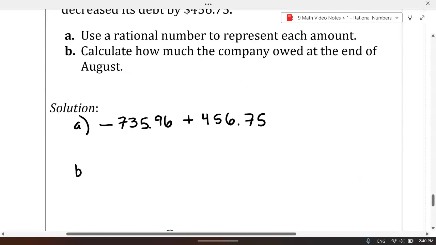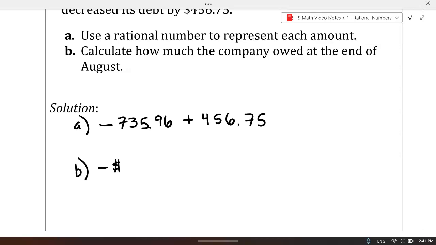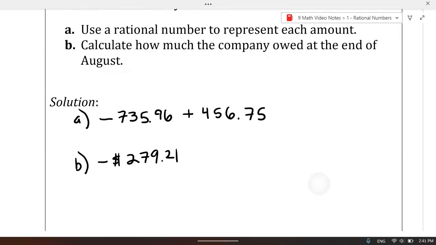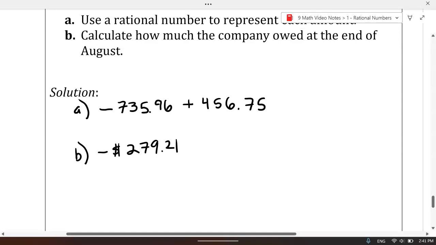So if I put in my calculator negative $735.96, and I add $456.75 to it, I would say that the amount that they owed was $279.21. It's not fantastic. The company is still in debt, but it's at least decreasing its debt. So it means it's turning a profit at least between June and August. So that's that with that one.